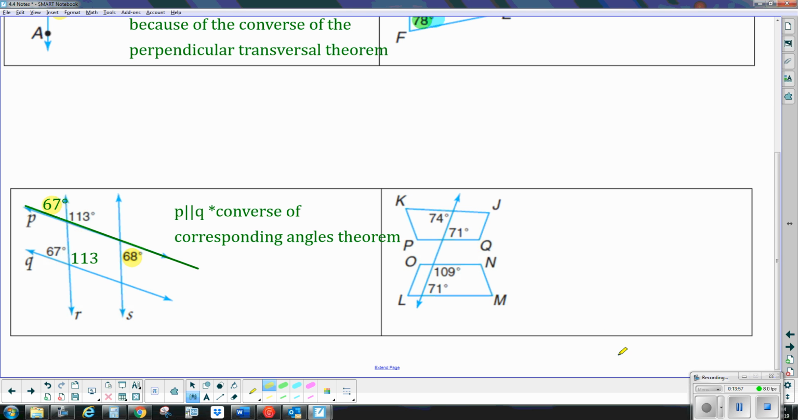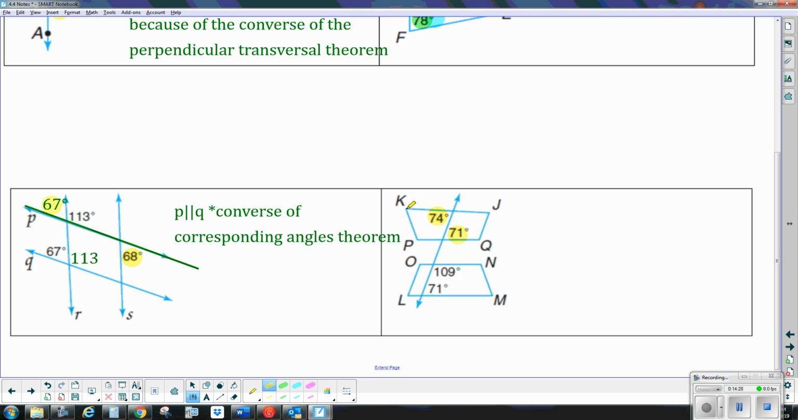Okay, and then let's look at the last one. There's a bunch of different angles here, or a bunch of different lines here, and we're just going to take it one step at a time. So let's see, is KJ parallel to PQ? That's the first question. If they are, alternate interior angles will be congruent, and we can see that they are not congruent. So KJ and PQ are not parallel.